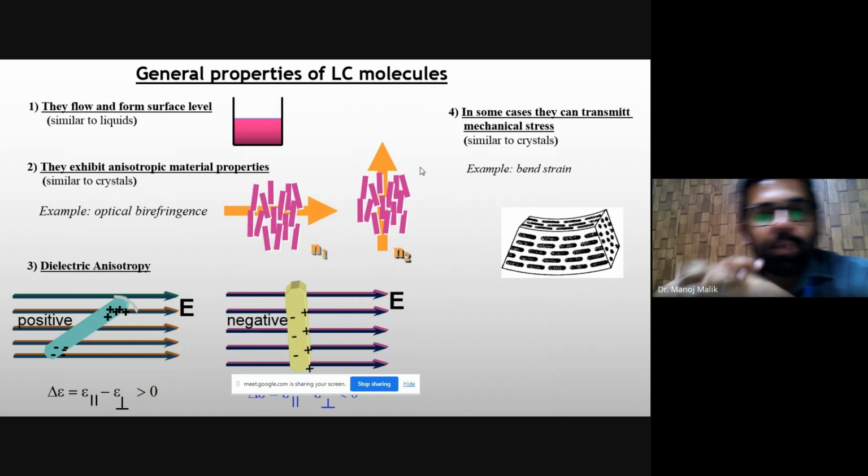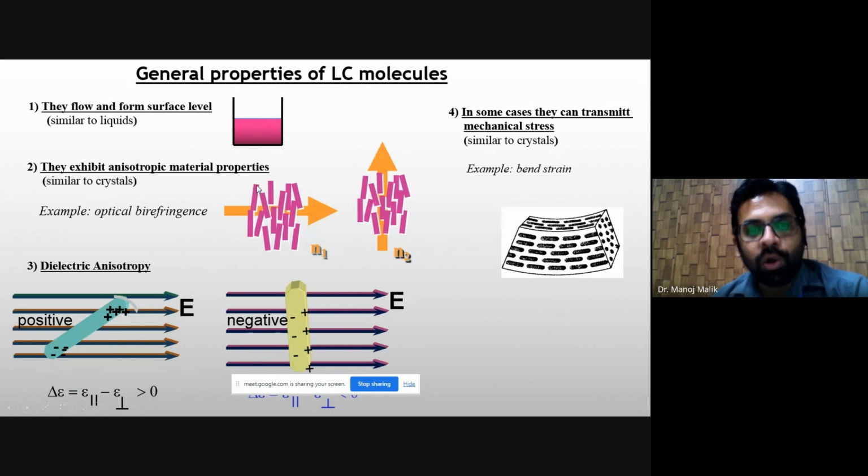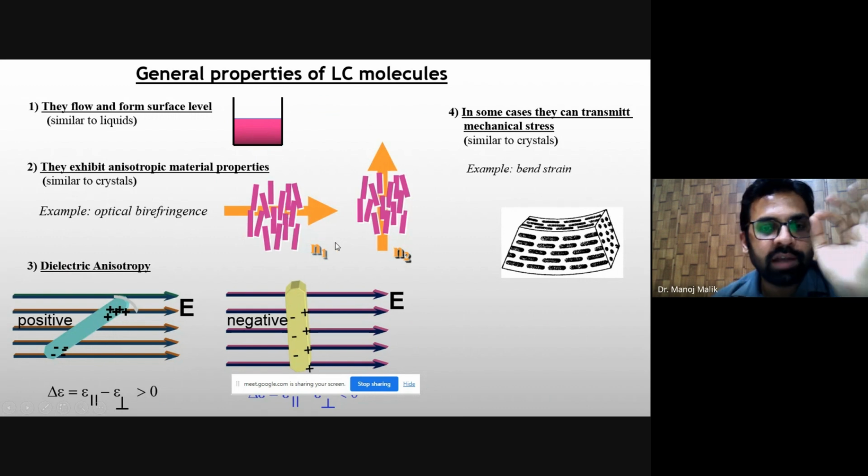Now, what are the general properties of liquid crystal molecules that attract us and make us focus on their applications? First, they flow and form surface level similar to liquids. The most important property that I'm going to talk about is the second property. They exhibit anisotropic material properties just like several solids, for example, optical birefringence. Now, what do we mean by optical birefringence? Along the longer axis and along the shorter axis, the measurement of refractive indices is different. So this gives rise to non-linearity in the optical measurements, or the optical birefringent properties.